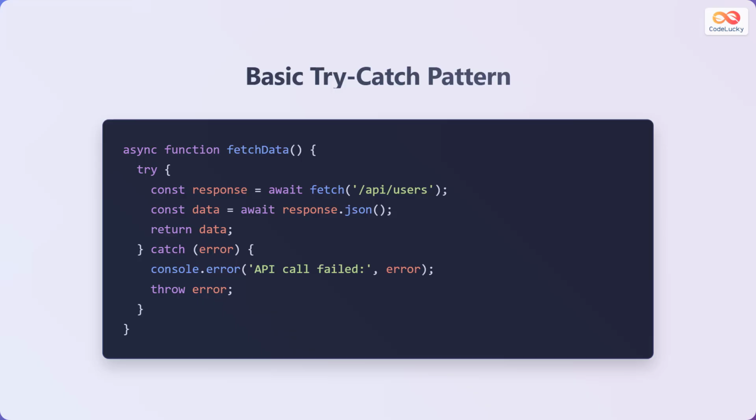Here's the basic try-catch pattern in JavaScript. We define an asynchronous function called fetchData. Inside the try block, we attempt to fetch data from the API endpoint /API/users. Then we convert the response to JSON format and return the data. If any error occurs during this process, the catch block catches the error, logs an error message to the console, and then rethrows the error.